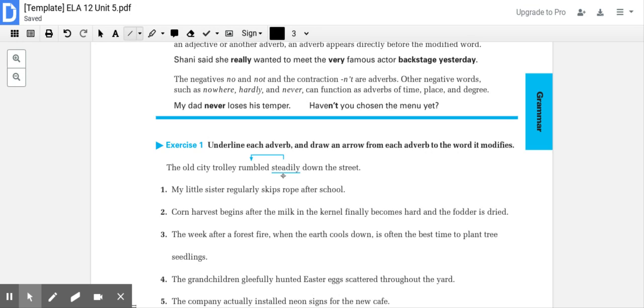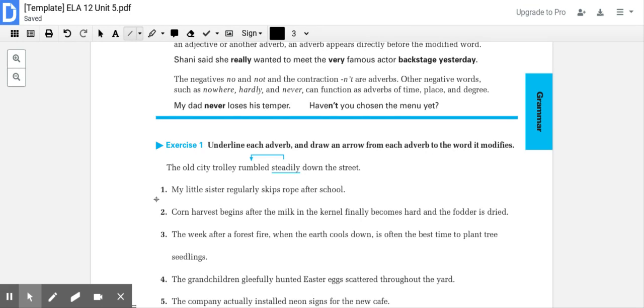How did it rumble? It rumbled steadily. So the word that's the adverb is steadily. And often adverbs, especially those describing verbs, end in ly. Not always, but often. Steadily describes how it rumbled. So you can point the arrow to rumbled.